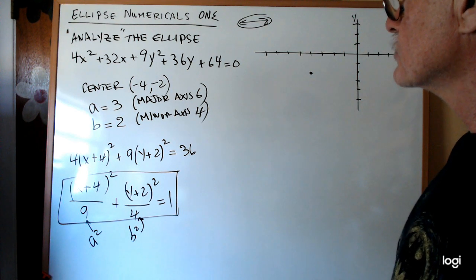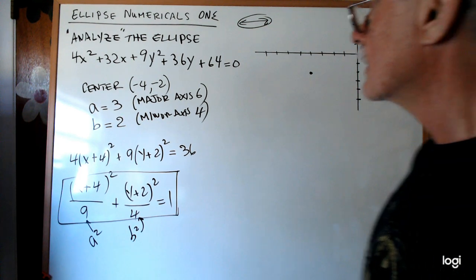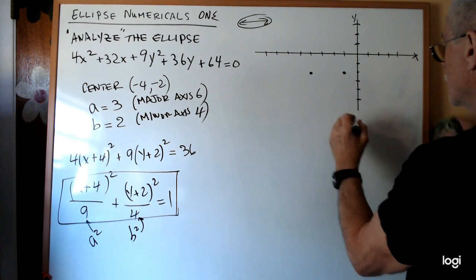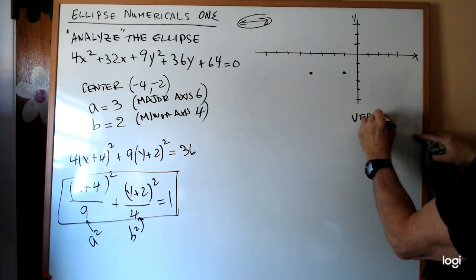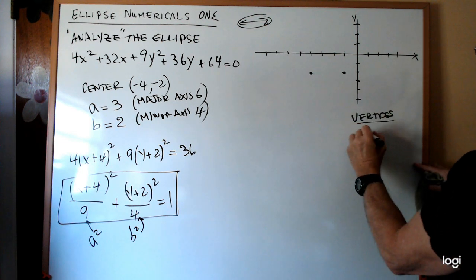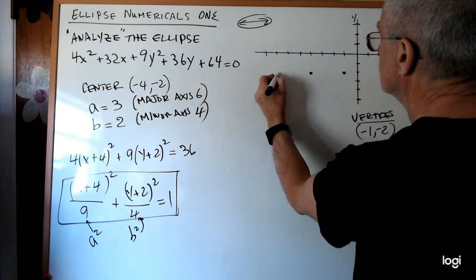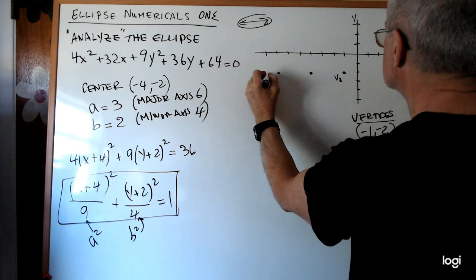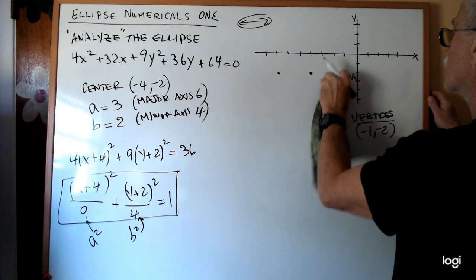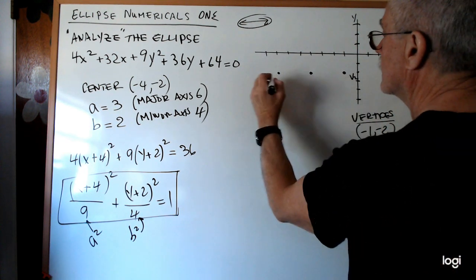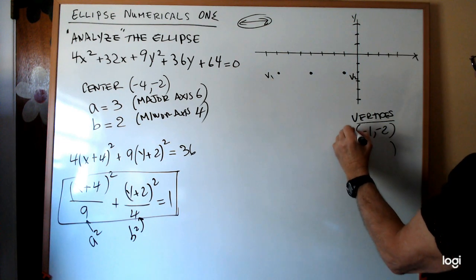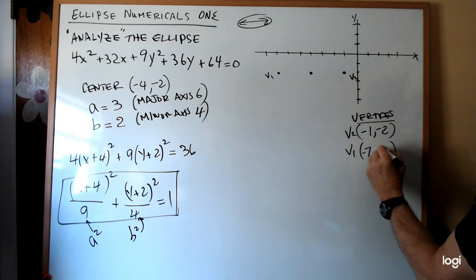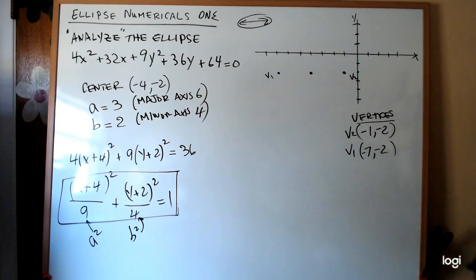So since that's the center, the major axis is 3. I count 3 units to the right of the center, and that's one of my vertices. So let me make a list here. Vertices. Okay. So I get negative 1, negative 2. Okay. 3 units in this direction. So this is a vertex. Let me put the V2 here. Okay, so this is V2, and V1 would be what? It would be 3 to the left, negative 7, negative 2. Okay, so we already have a lot of pieces of information.